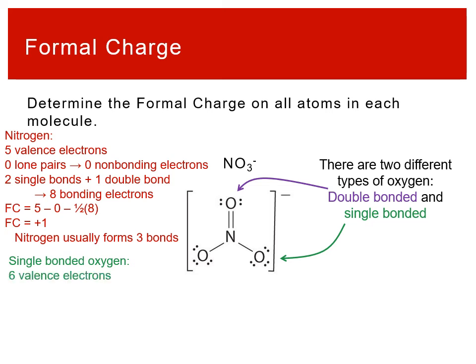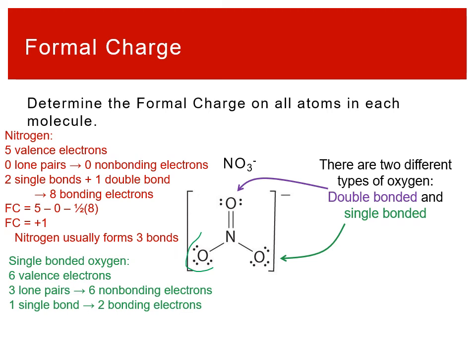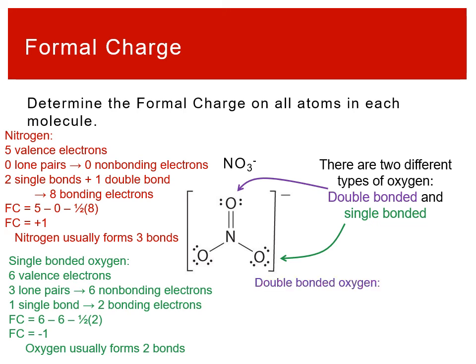Oxygen has 6 valence electrons that it brings in. In this case, the single bonded oxygens have 3 lone pairs. That's 6 non-bonding electrons, and then they just have that single bond for 2 bonding electrons. Okay, so if we look at the formal charge then, I get -1. And this is reflected in the fact that oxygen usually forms 2 bonds. So this is 1 fewer bond than oxygen tends to form, right? Oxygen tends to form 2, and each of these just has that single bond. So -1 formal charges correspond to fewer bonds than expected.